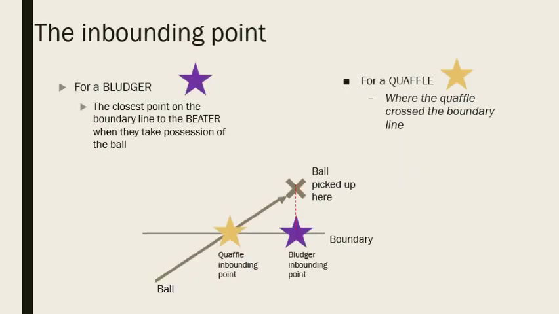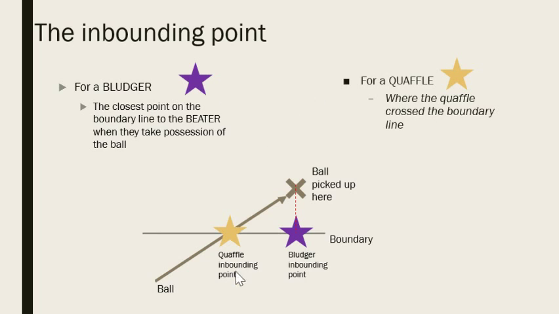Cool. So, we know whose ball it is and we know who needs to go get the ball. Where do they go and what do they do? So for a quaffle, it's really easy. It's where the quaffle crosses the boundary line. So it doesn't matter where it ends up. The chaser or keeper needs to bring the quaffle back to where it crosses, which is what we're showing here.